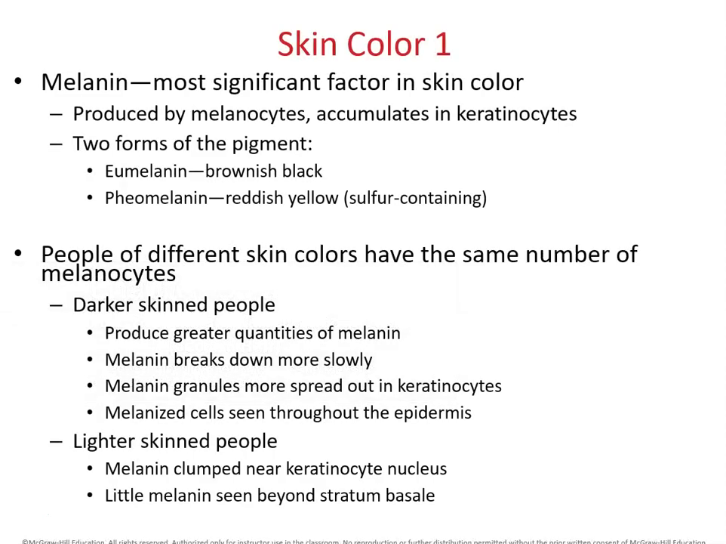So melanin is a protein that is the most significant contributor to skin color. It's a pigment that we see as generally brownish black. We actually have two forms of the melanin pigment. There's eumelanin and also pheomelanin, which is more of a yellowish red color. Melanin as a protein is produced by specialized cells called melanocytes, and then the melanin accumulates in the keratinocytes that we were just talking about in the first video of section 6.1.